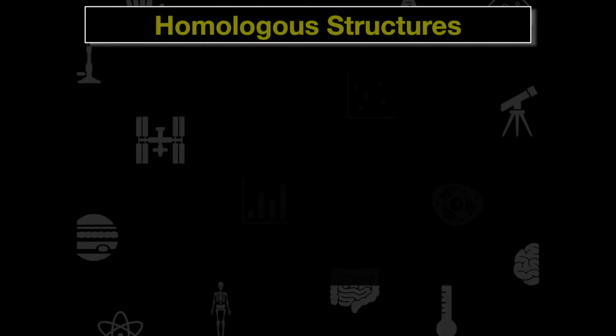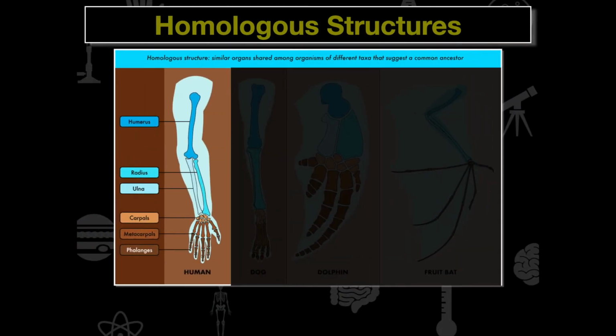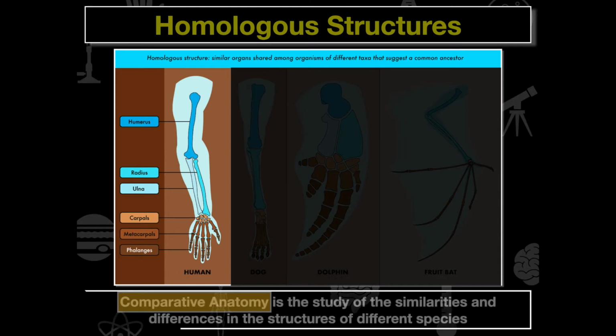Now, what we're going to delve into are what we call homologous and analogous structures here. And we really have to understand how this goes through and functions. So let's go through the definition of comparative anatomy first, and then we'll understand what a homologous structure is. Now, comparative anatomy is the study of similarities and differences in the structures of different species.